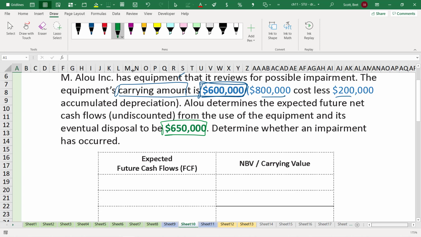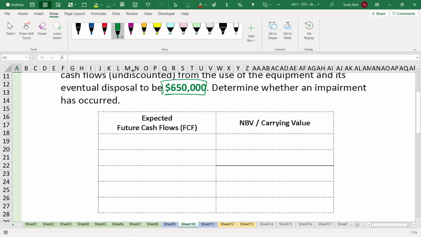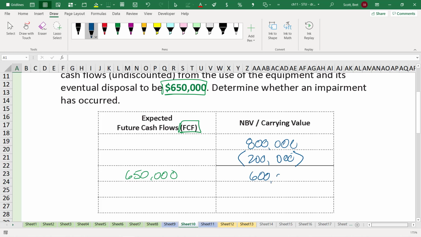Well, future cash flows are greater than the current carrying value, so I probably don't have an impairment. True enough, so let's write that in there. I'm going to skip down to the third line here and write $650,000. That's the expected future cash flows of this piece of equipment. What's the net book value, carrying value? Well, it's $800,000 minus the $200,000 accumulated depreciation, $600,000. Then we have to ask ourselves, which one is bigger? Well, this one is bigger.